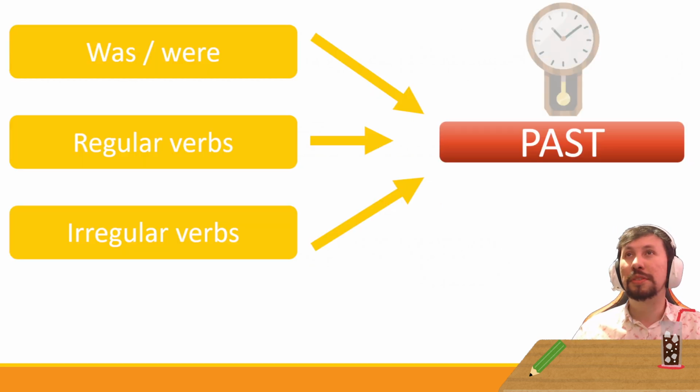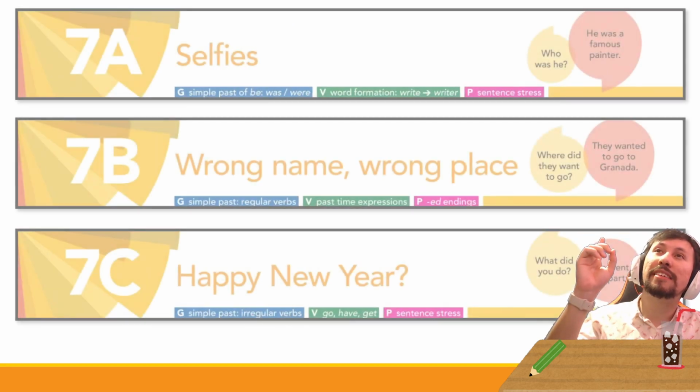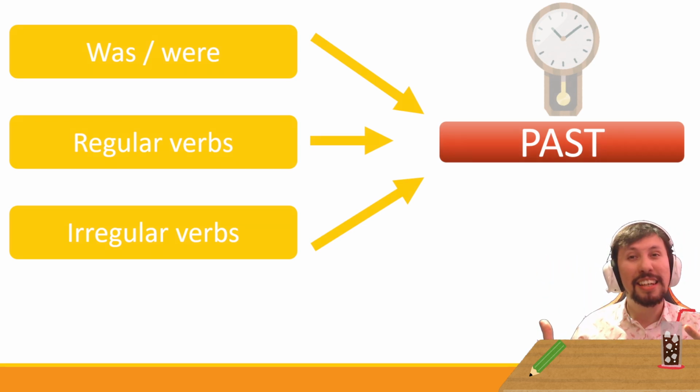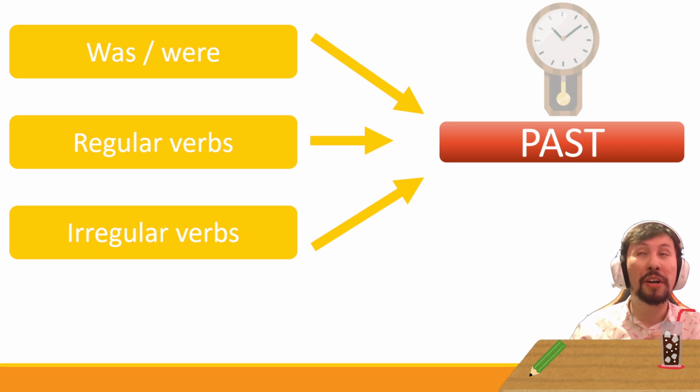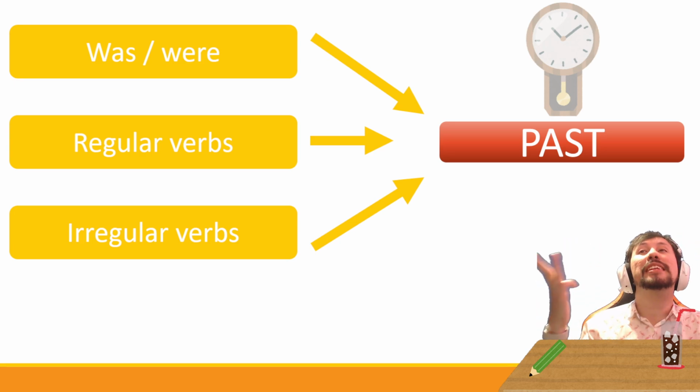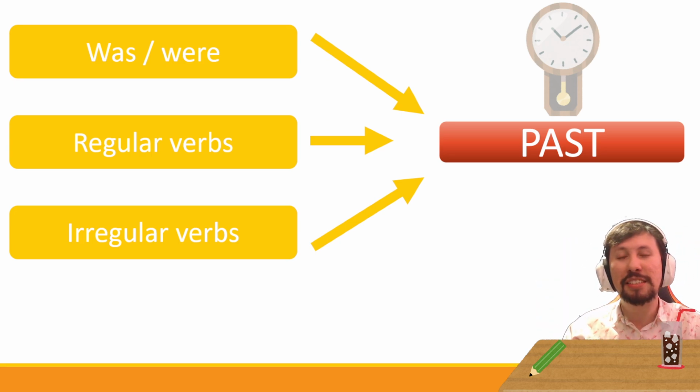So let's start with simple past, yes? Let's divide it into 3 parts: the was and were, the regular verbs, and the irregular verbs, yes?